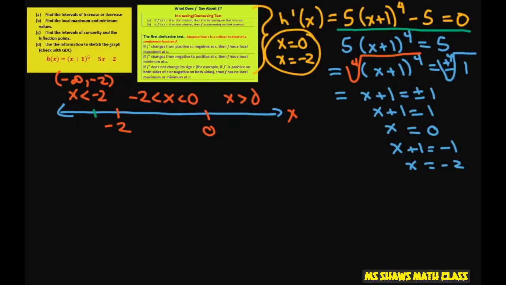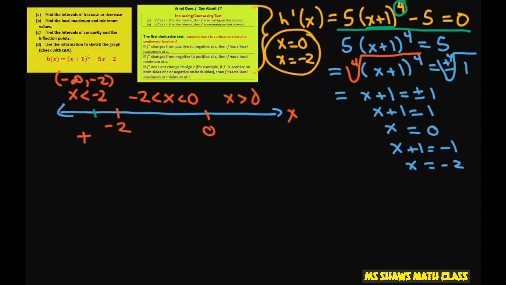Now, what we're going to do is use our derivative and plug in some numbers. If I plug in negative 3, this is going to end up being positive because of this 4 here. If I plug in negative 3, negative 2 to the fourth, and that's going to be positive. All right, so that means it's increasing.